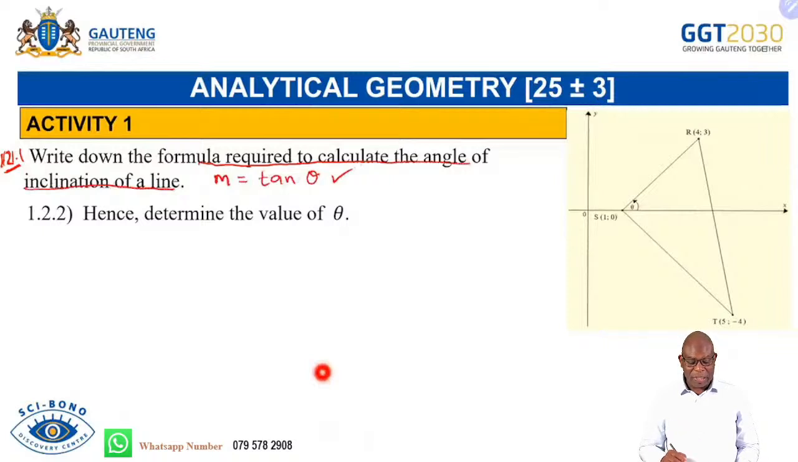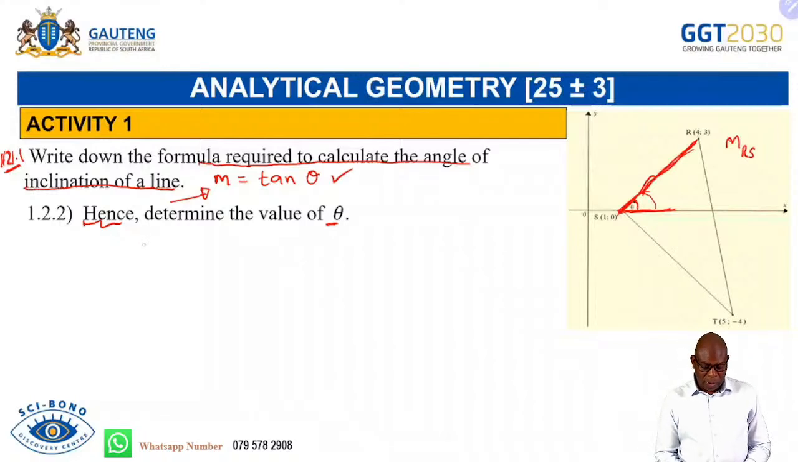And the next question says, hence, meaning that whatever you got in that question, use it to determine the value of theta. Now, how am I going to determine the value of theta here? Already, the theta here is between the x-axis and the line. Can you see that line here? So there's the angle. Which gradient am I going to use? I'm going to use the gradient of that line. Do I know the gradient of RS? Yes, I already got it in the first question.